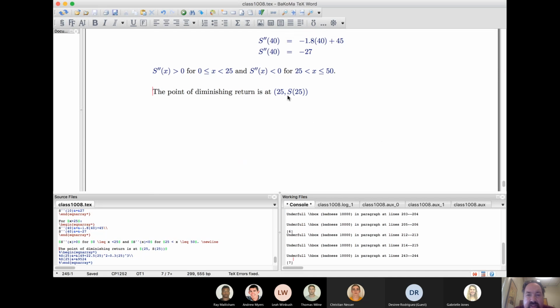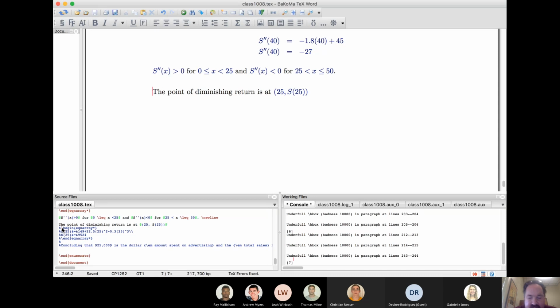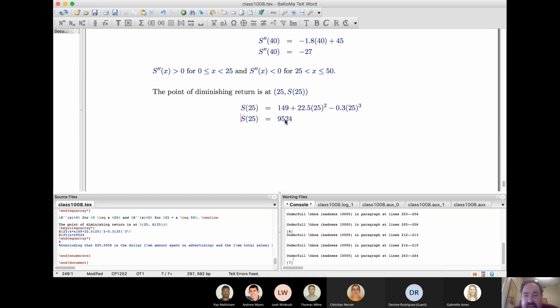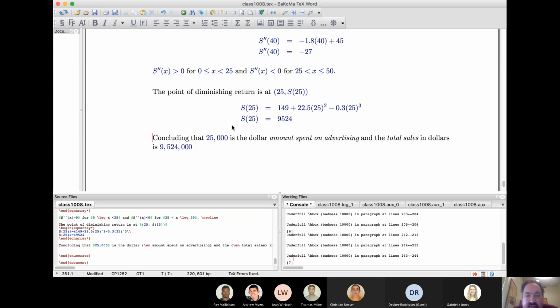So what you do is take x equal to 25 and substitute that into the function. And what we get is 9524. Keep in mind that is thousands of dollars. So the conclusion is 25,000 is how much was spent on advertising, and then this amount, so 9 million plus, is how much in dollars was raked in sales.